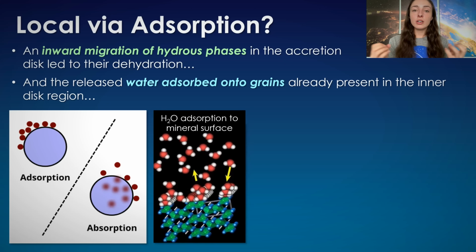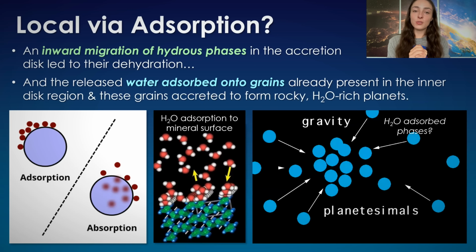So that water adsorbed onto these grains, so it interacted with their surfaces and got stuck on there. It's not as strong an interaction chemically as absorption, but it is still involving molecular interaction, so it's relatively strong enough to keep the water on there. And then these grains that had the water on their surfaces accreted to form Earth.